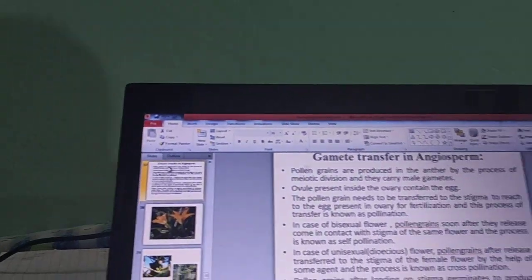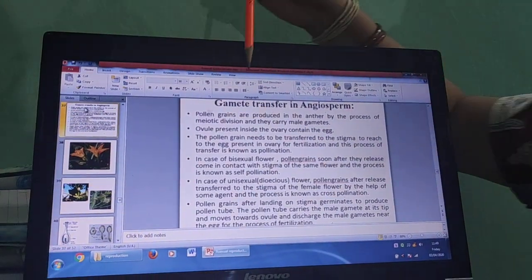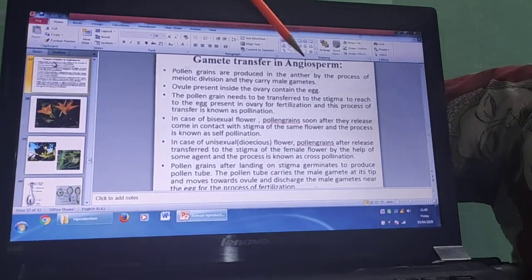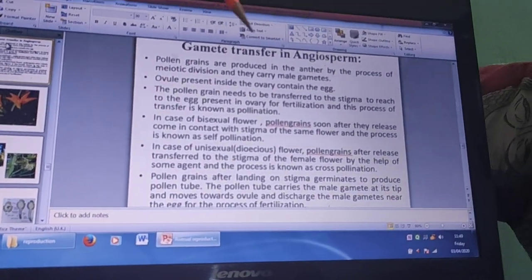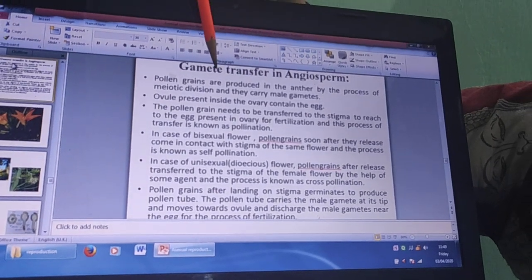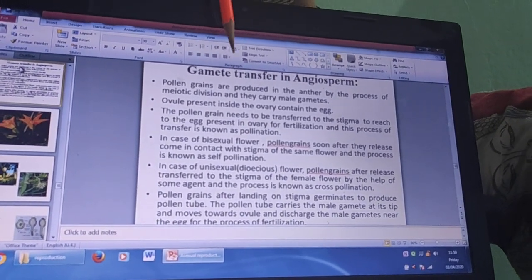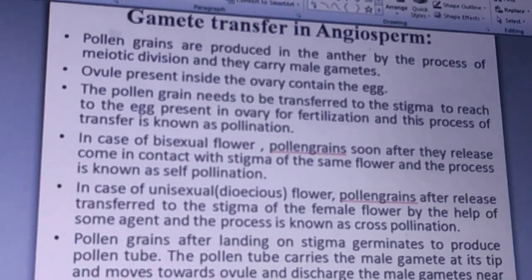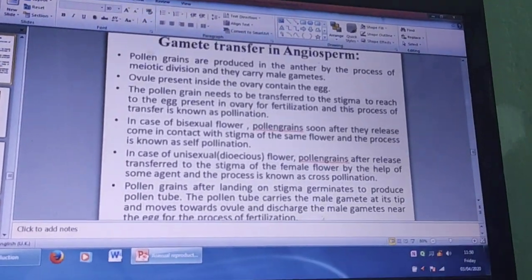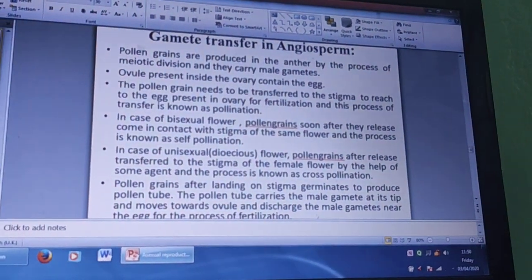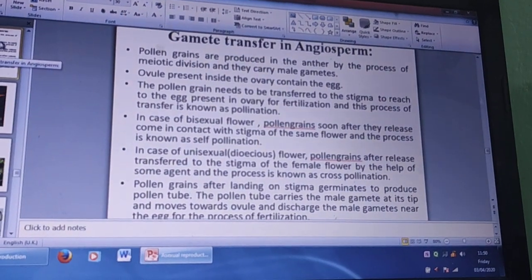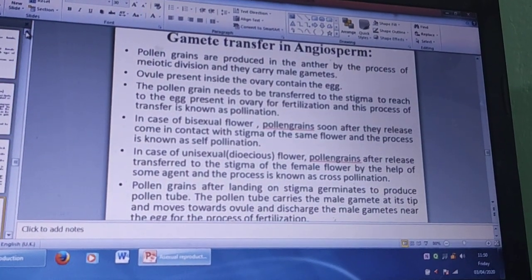gamete transfer in angiosperm, that means flowering plant. How in case of flowering plant the gamete transfer takes place, we will give emphasis to this one, right? So let me show you one picture that I have already discussed with you.